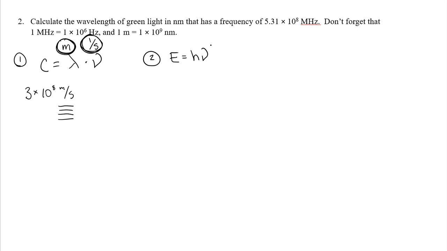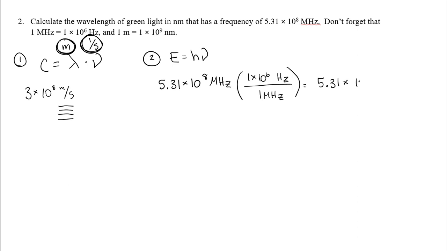So using 3 times 10 to the 8th meters per second, first we're going to have to convert megahertz to hertz. So we have 5.31 times 10 to the 8th megahertz. 1 megahertz is equivalent to 1 times 10 to the 6th hertz. That gives us 5.31 times 10 to the 14th hertz. That's the same thing as saying 5.31 times 10 to the 14th, 1 over seconds. A hertz is the same as a 1 over seconds. So now we have hertz.